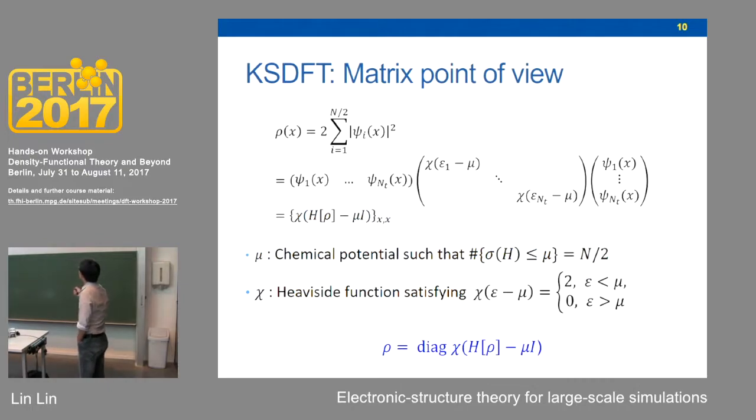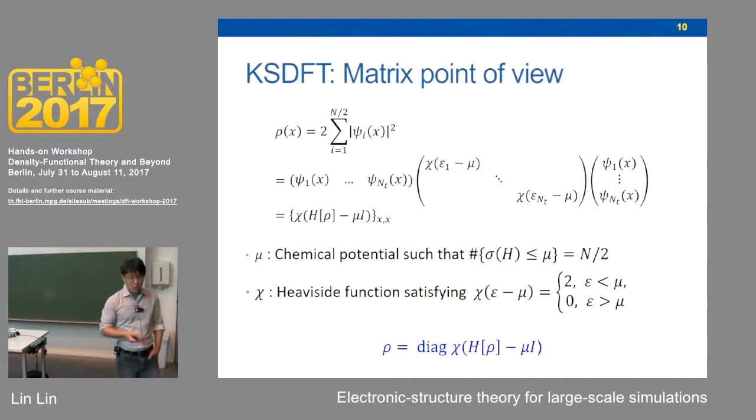And then you just do the linear algebra, you realize it is exactly the same thing. However, here I'm going to introduce this chi, which is almost like a Heaviside function satisfying: if it's below the chemical potential it is 2, above the chemical potential it is 0. I can much simplify this representation by noticing that epsilon is the eigenvalue of a Hamiltonian, and the psi is the eigenvector of the same Hamiltonian.